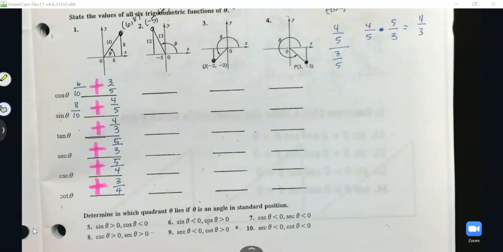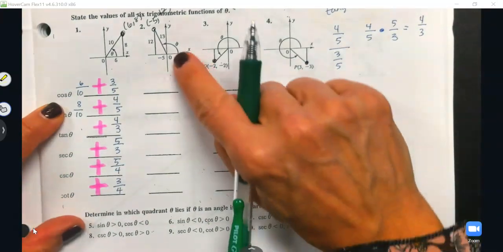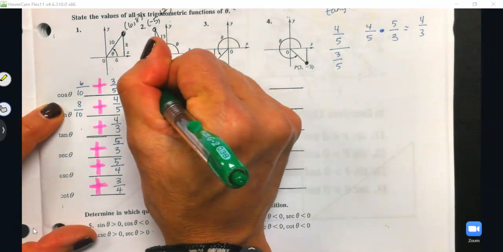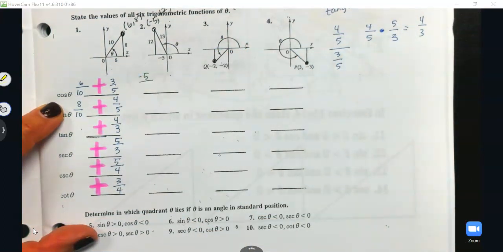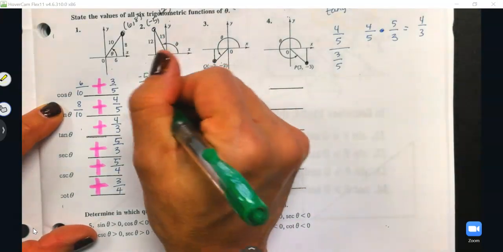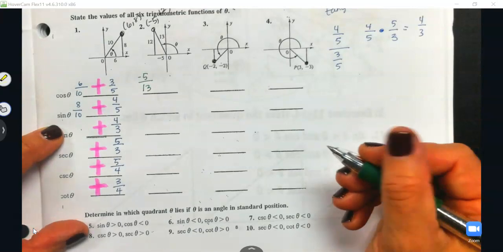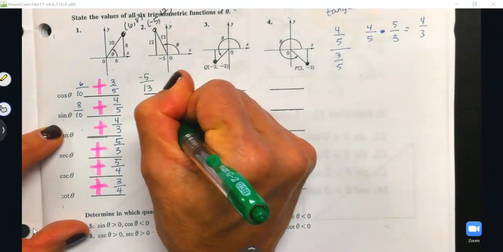All right. Let's see what happens when the angle is made in quadrant 2. So when the angle is made in quadrant 2, this terminal side goes through -5, 12. Cosine is always x over the radius or the hypotenuse, which is 13. Sine is 12 over 13.